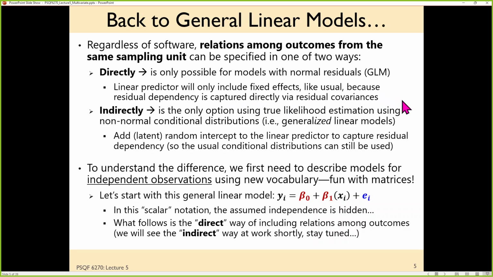However, the only situation in which you have a separately estimated residual variance is if you're using a conditional normal distribution. There's nothing else we've seen this semester that's worked the same way.